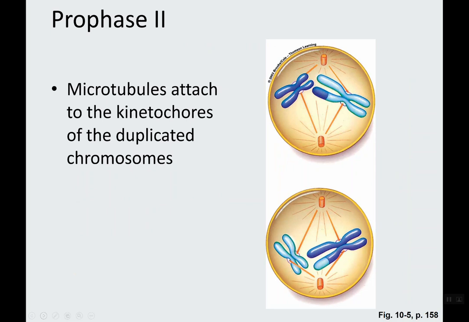Microtubules attached to the kinetochore again in prophase 2. And now, instead of forming a tetrad and crossing over, these individual chromosomes are going to be pulled in half, and that's going to turn the cell from diploid to haploid in finality.